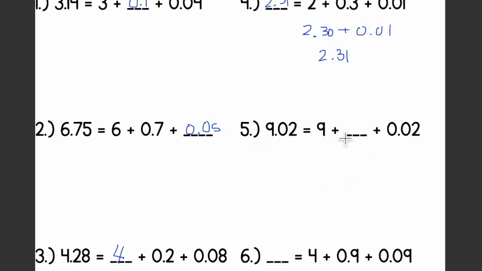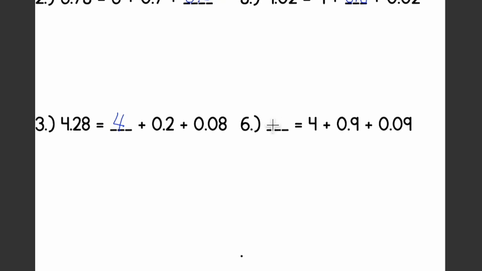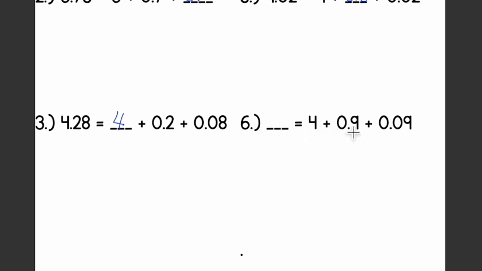For number 5, we have 9.02 equals 9 plus blank plus 0.02. But it looks like our tenths place is 0. So we're just going to put 0.0 to show that the tenths place is 0. For number 6, we have blank equals 4 plus 0.9 plus 0.09. We can use the same method as before. 4.0 plus 0.9 is 4.9, and 4.90 plus 0.09 is equal to 4.99. So we just add the tenths and hundredths one at a time, if that makes it easier.